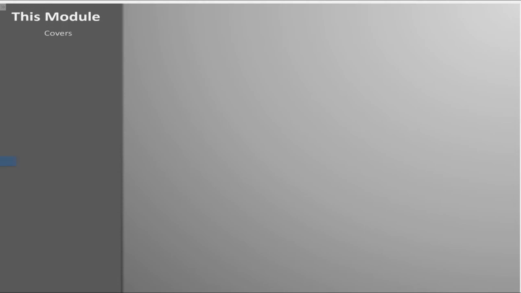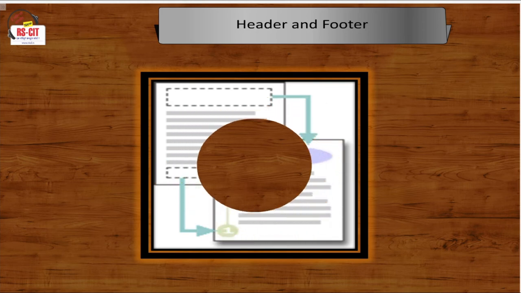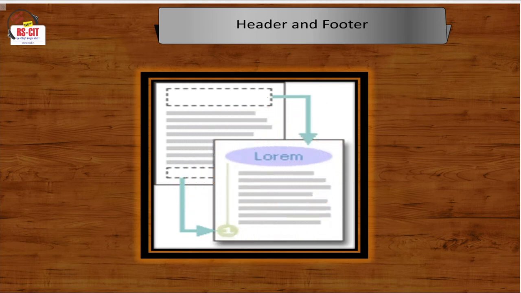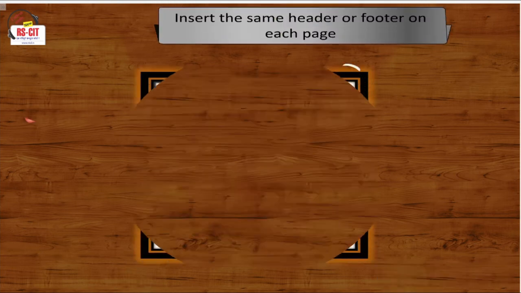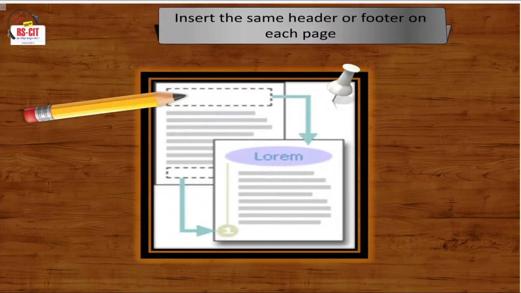Header and Footer. Headers and footers are areas in the top, bottom and side margins of each page in a document. You can insert or change text or graphics in headers and footers. For example, you can add page numbers, the time and date, a company logo, the document title or file name, or the author's name. Inserting the same header or footer on each page.